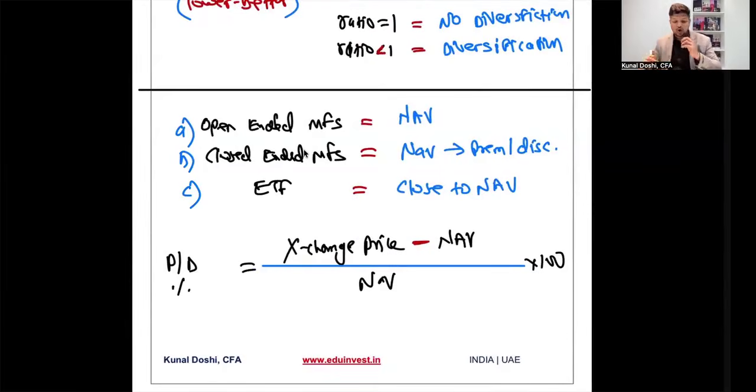Remember this, it's not a formula, but you should know open-ended funds are valued at NAV published at the end of the day. Closed-ended funds can officially be at a premium or discount. Practically, they're always at a discount because of the lock-in. And ETFs are close to NAV because arbitrageurs try to match them. Is this clear to the class?